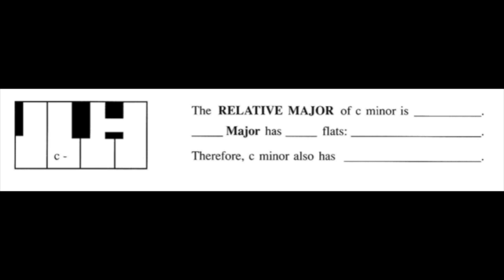So we're going to count up 3 semitones. So C to C sharp to D to, we could say D sharp or E flat, but remember we want 2 letter names between them. So this is going to be an E flat. So the relative major of C minor is E flat major. E flat major has how many flats? That's right. It has 3 flats. It has a B flat, an E flat, and an A flat. Therefore, C minor has those same flats.